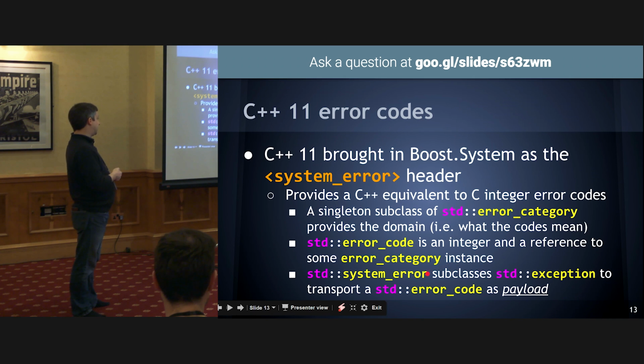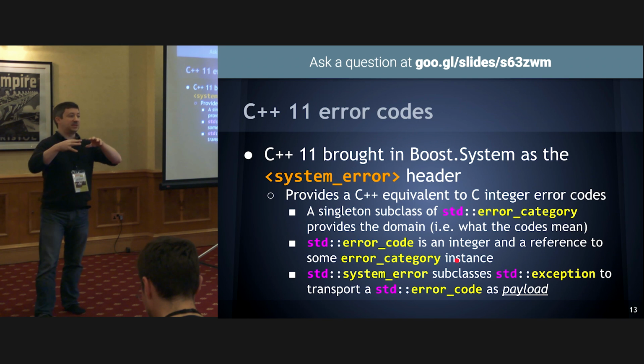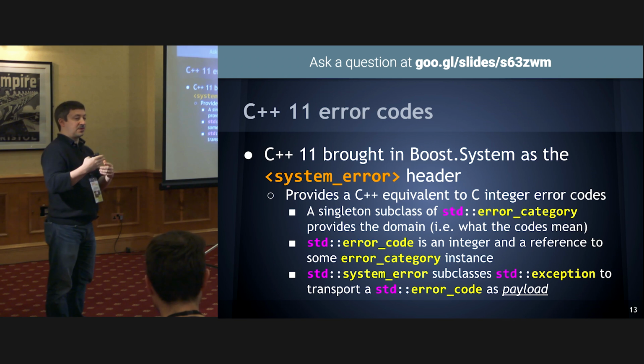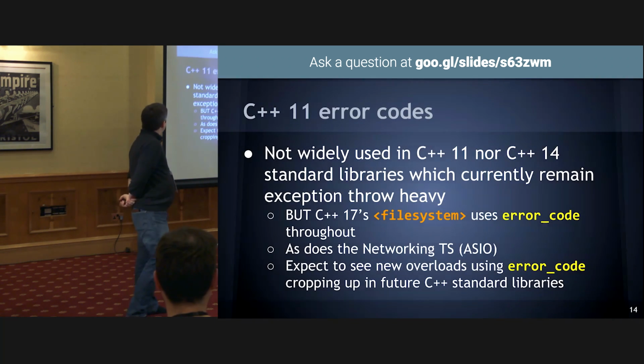So very, very straightforward. And what you'll find is they've nicely added std::system_error, which was mentioned by someone in the middle, that subclasses std::exception to transport an arbitrary error code as a payload. So the idea is that if you have a std::error_code, you can now wrap it up into a C++ exception, throw it, it can get caught, and they can extract the error code back out again and do stuff with it. So that's pretty straightforward.